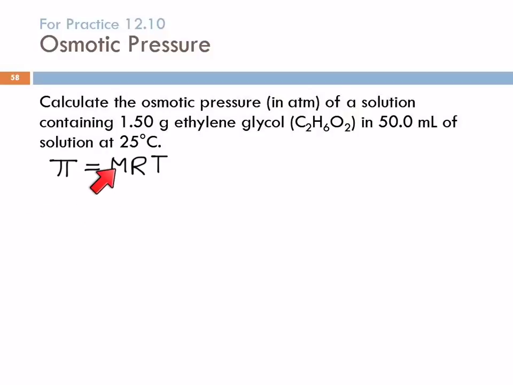Pi equals MRT. So M is the molarity. We need to find the molarity. R is the ideal gas constant, so we don't need to look that up. We know that. And T is the temperature in Kelvin. Let's start with the molarity. The molarity, we need moles of ethylene glycol, I'm going to call him EG again, per liter of solution.